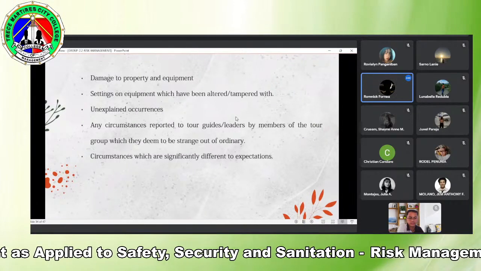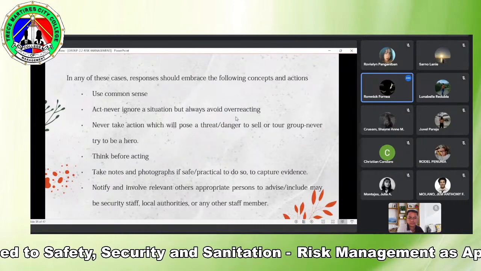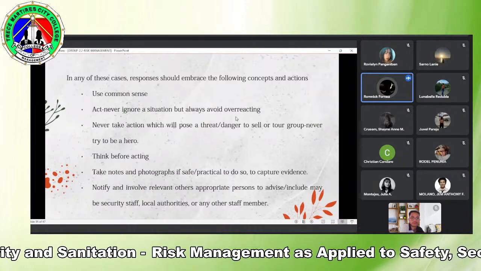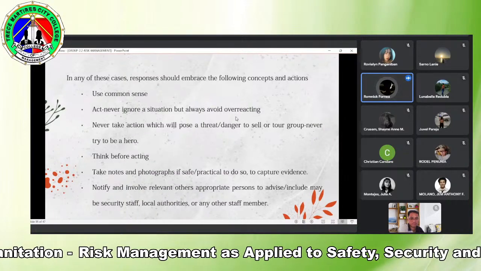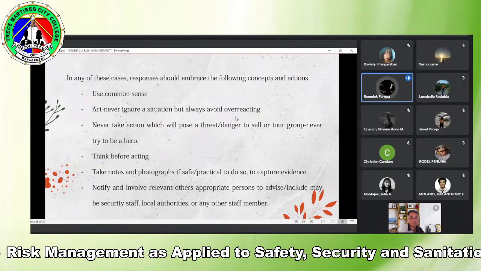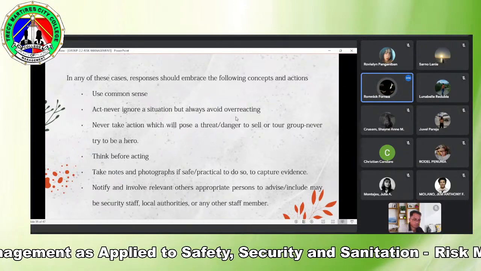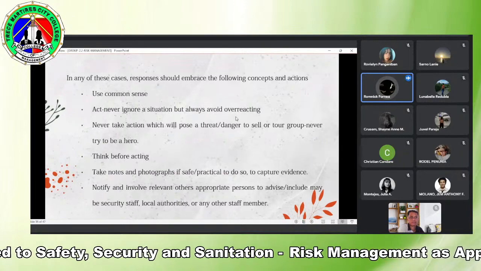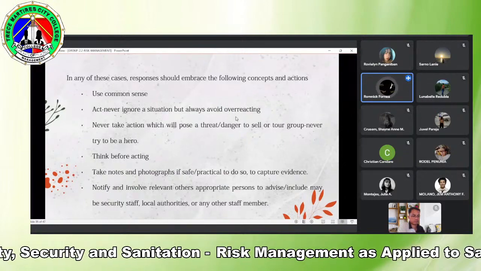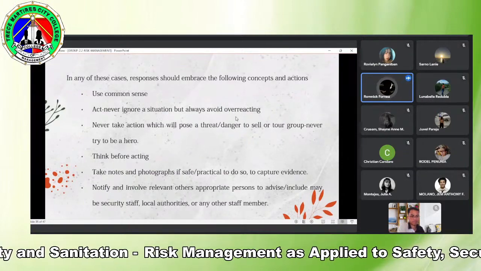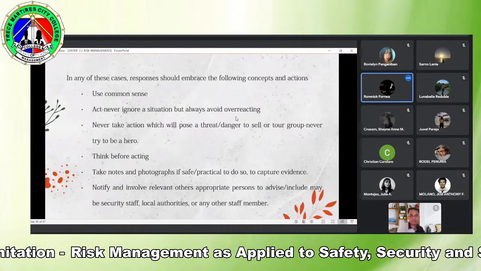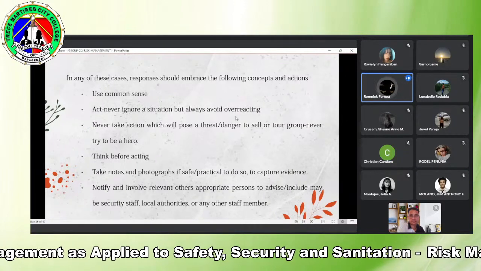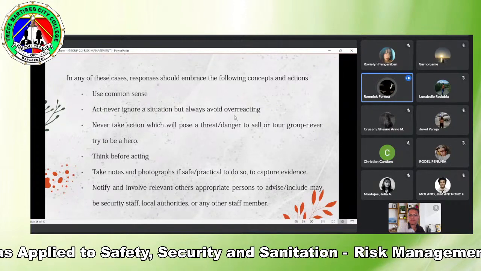Next slide po. In any of these cases, respondents should embrace the following concepts and actions. First is use common sense. So once nasa isang situation ka, nasa panganib kang situation, gumamit ka ng common sense. Huwag kang magpanik. Kasi kung magpapanik ka, hindi ka makakaisip ng paraan kung paano ka makakaalis sa ganong situation. Gumamit ka ng utak para makapag-isip ka ng magandang idea para masolve mo kung ano man yung problema na kinakaharap mo.